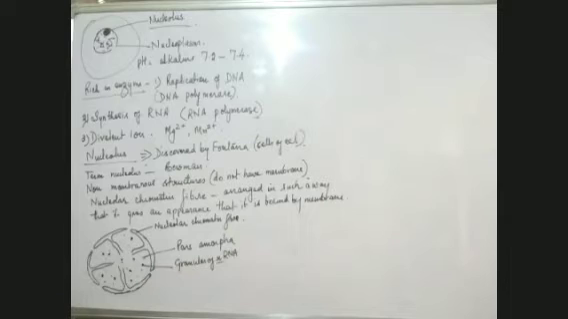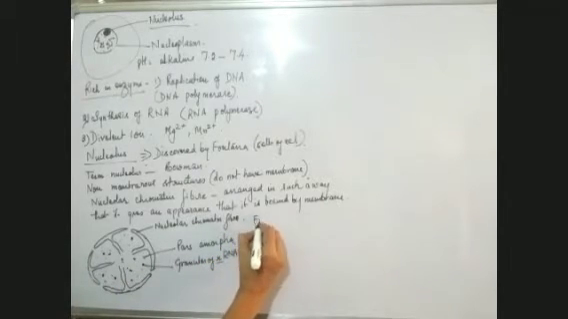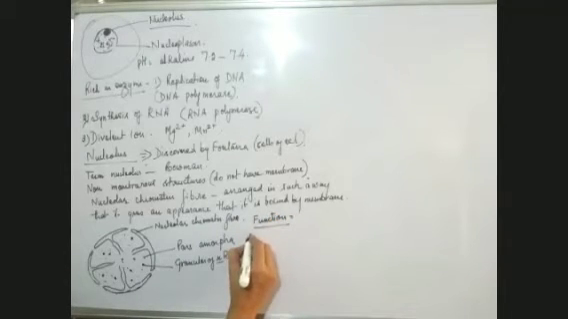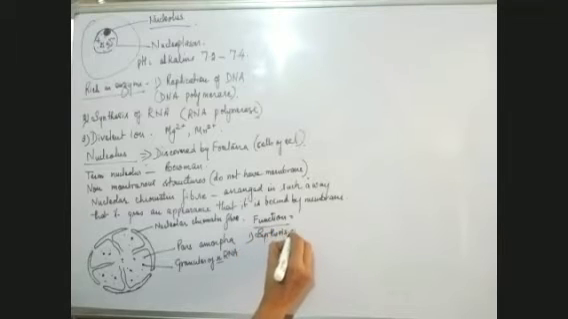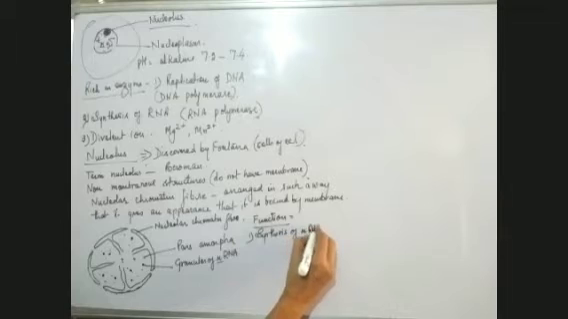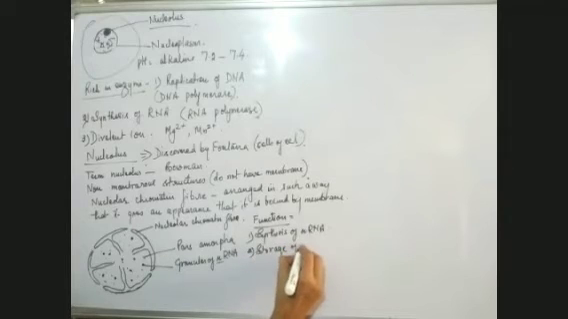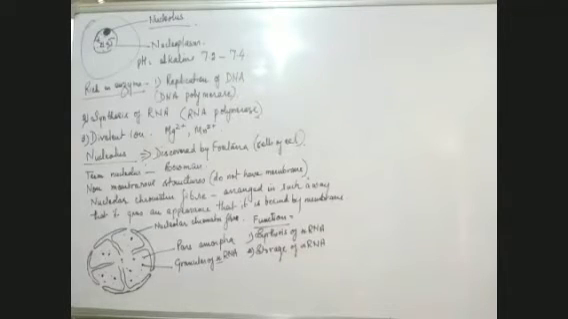It appears like this. Now, what is the function of the nucleolus? Number one, synthesis of ribosomal RNA, and the second function of it is storage of ribosomal RNA. Synthesis of ribosomal RNA and storage of ribosomal RNA. So this is the function of this.